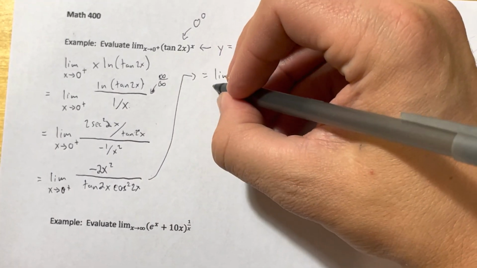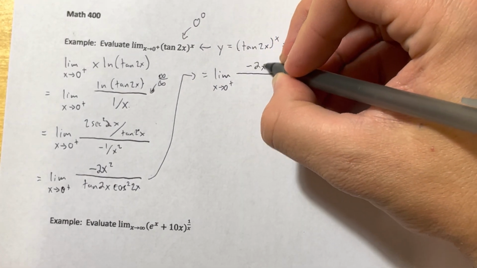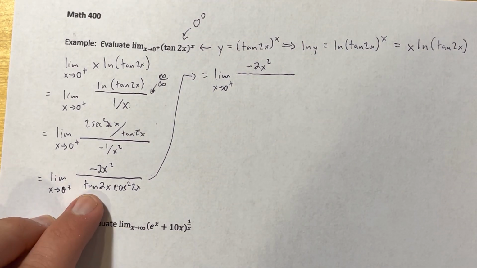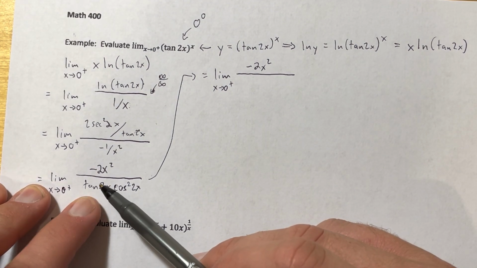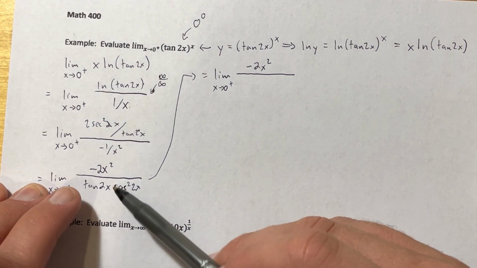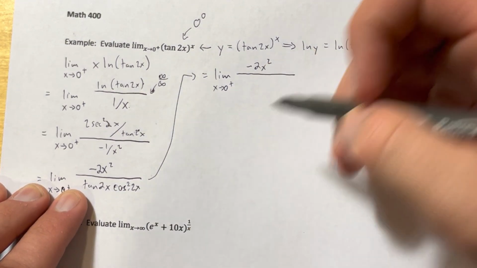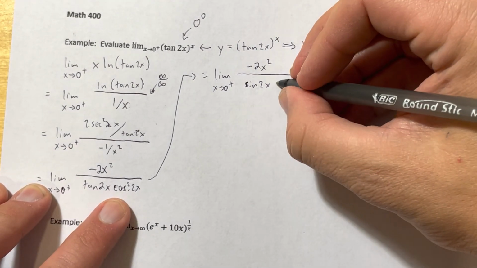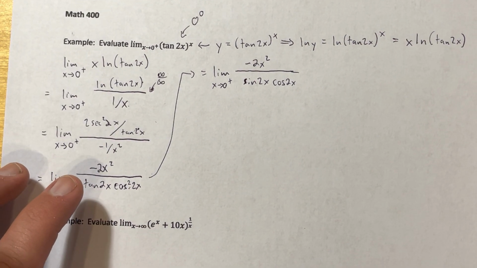This is equal to the limit as x approaches 0 from the positive side of still negative 2x squared here. But think about this for a moment. Tangent of 2x is equal to sine of 2x over cosine of 2x. That's how we define the tangent function. And the cosine of 2x in the denominator, if I were to convert that tangent of 2x into that quotient, would cancel with one of the cosines showing up here, cosine squared of 2x. I'm going to lose one of those. So I'm left with sine of 2x from my tangent and one of these cosines of 2x right here. Okay?